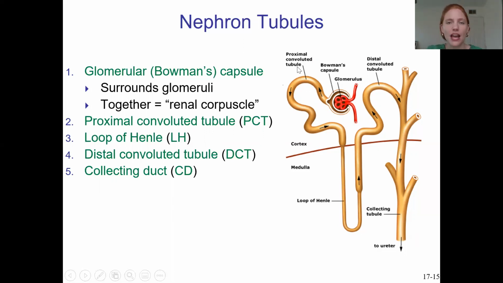So let's break that down. What does the word proximal mean? So in anatomy, we talked about directional terms. Proximal meant closer to the torso, closer to the main part of the body. So it really is like closest to. So what is it closest to in this situation? It's closest to the glomerulus. Okay, so the proximal convoluted tubule will be the tubule that's closest to the glomerulus.